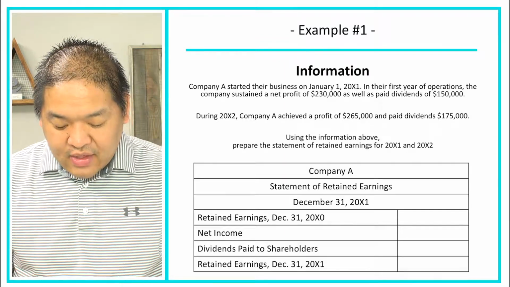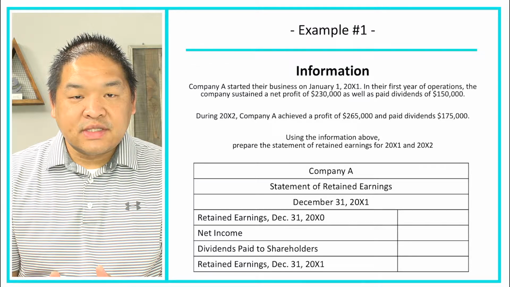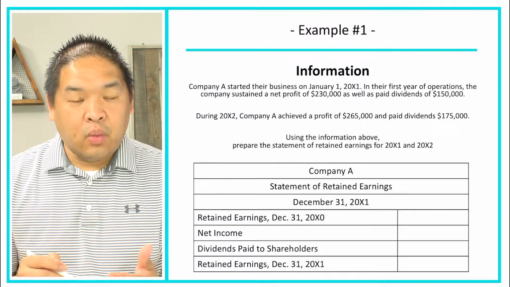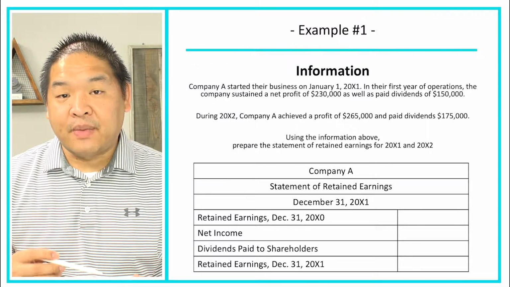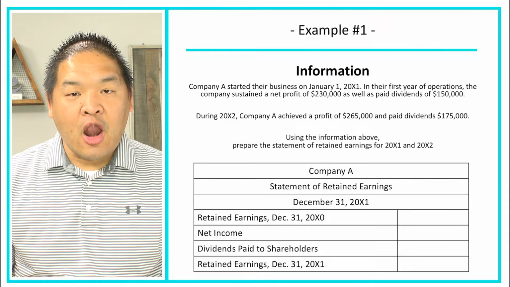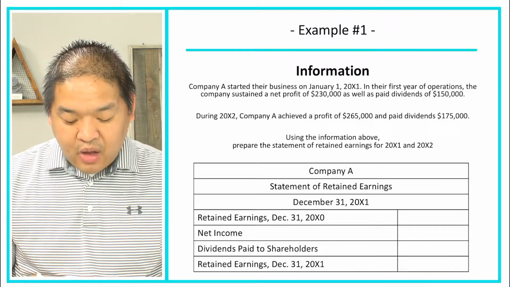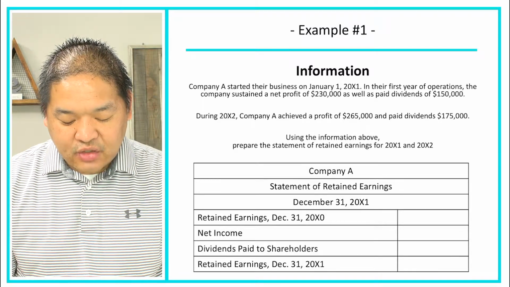So we've got a mock-up here of a statement of retained earnings. Notice that we have a who, a what, and a when. So who is this for? This is for company A. What is this? This is the statement of retained earnings. And on what date is this for? December 31st, 20X1.